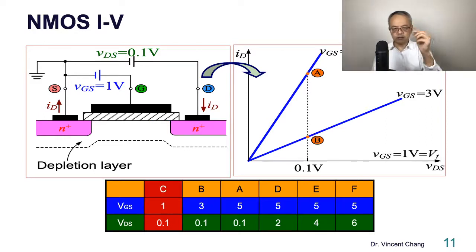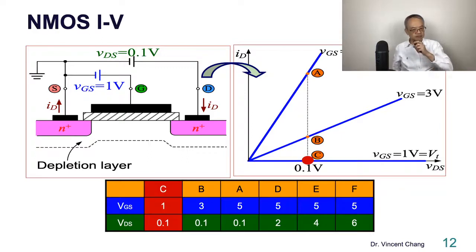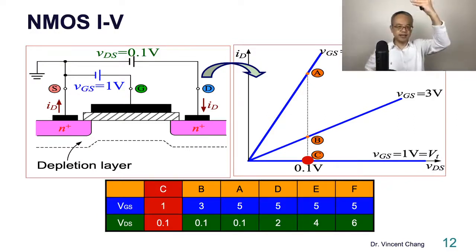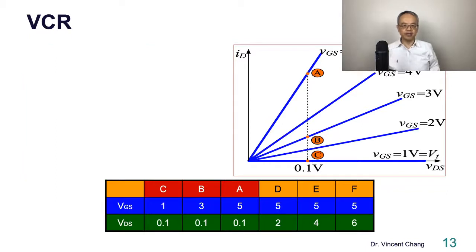So what about when VGS equals VT? Let's assume the threshold voltage of the device is 1 volt. Then it's just between the on and off. Let's neglect the very small current when the channel is barely on. It's just turned on, then the ID is almost 0. So VDS is 0.1 for all three, and VGS is 5, 3, 1, for A, B, C.